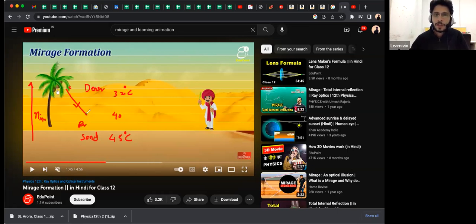After multiple refractions, what happens here is the angle of incidence becomes greater than the critical angle. I is greater than C. Due to which the light ray bends and enters the eyes of the observer, and the eyes will interpret it in this way that the image is here. If this is the observer, the light rays will enter the eyes of the observer. Can you explain again?